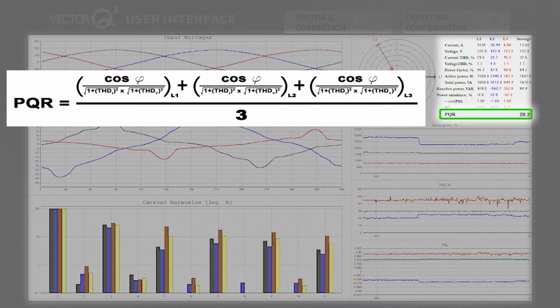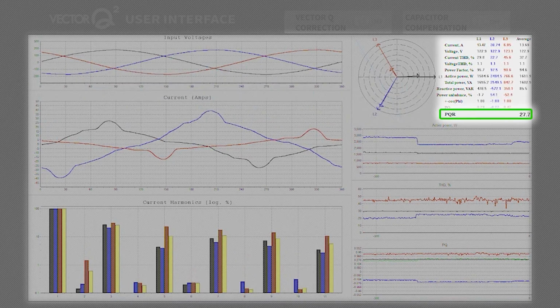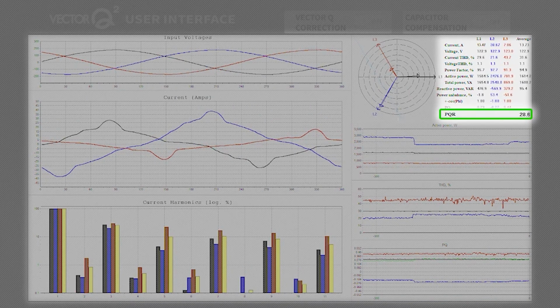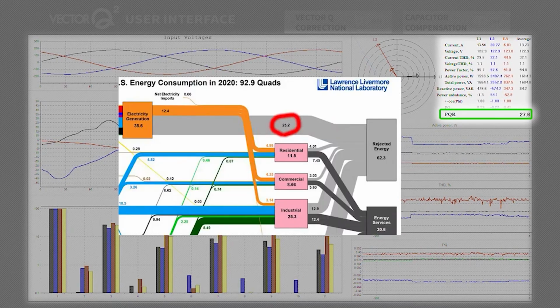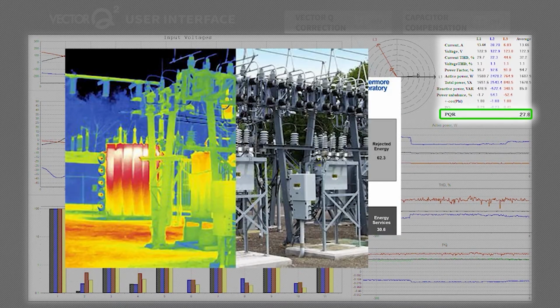The facility being monitored in this video is currently paying for 100% of the incoming energy, but is only using about 30%, the real-time PQR value, as electrical power. The remaining 70% is being lost as heat or vibration somewhere in the power grid.